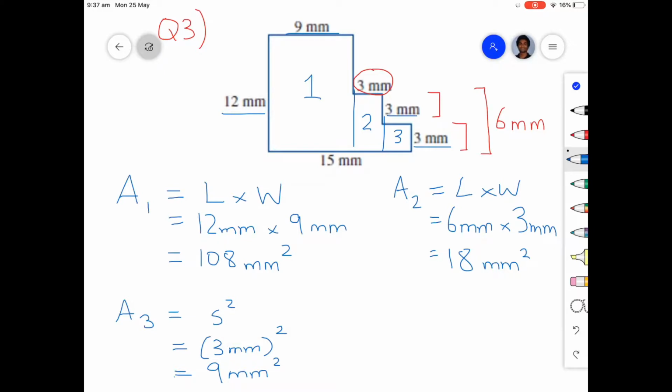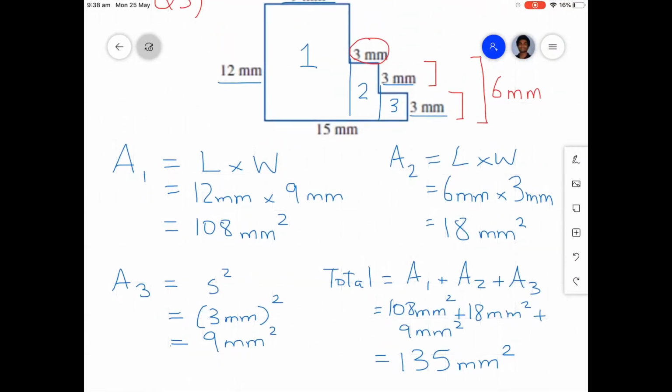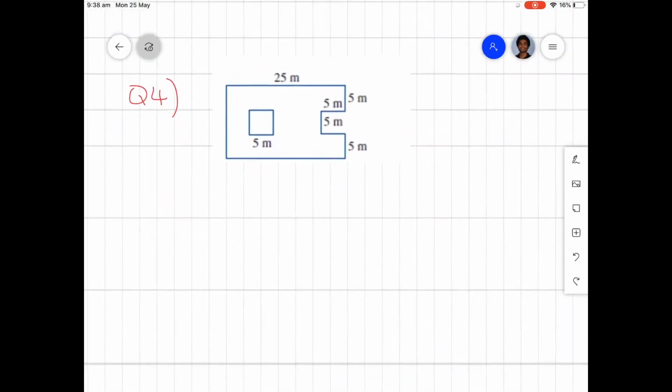Okay, so we've calculated the area of all 3 of those shapes. Now all we need to do is work out the total area. And the total area is A1 plus A2 plus A3. So we'll have 108 millimeters squared plus 18 millimeters squared plus 9 millimeters squared. And our final answer when we add all of that together is 135 millimeters squared. So the total area of that irregular shape is 135 millimeters squared. And we work that out by breaking the shape into 3 separate shapes, calculating those 3 areas, and then adding them together. Alright, let's look at our last example here, question number 4.